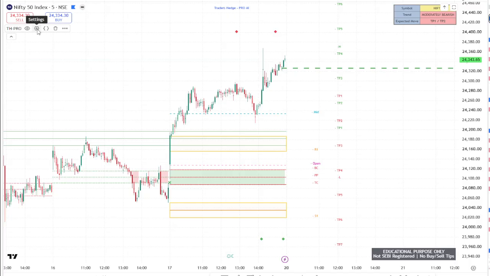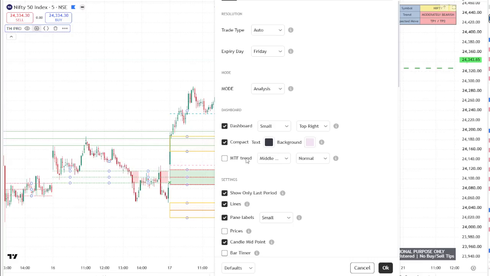Once the indicator is activated and added fine, then I'll explore and show you the different new features that have been introduced. By default, when you add the indicator, it goes in analysis mode. We have introduced two modes in the indicator. One is analysis and the other is AI mode. Okay, you can see analysis and AI.